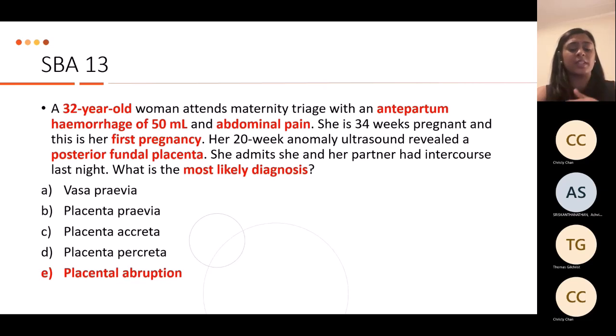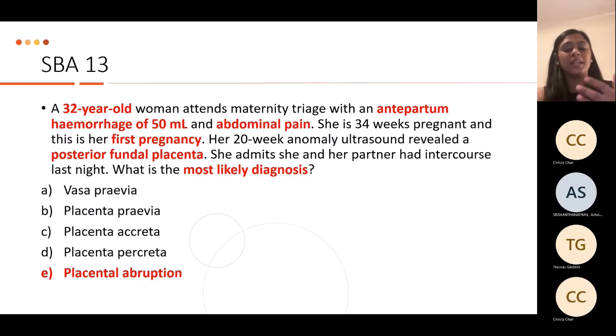Placenta previa is obviously characteristically presenting as a painless bleed, but we know that in this case the placenta is not low. Placenta accreta, placenta percreta is often associated with other things like previous cesarean section scars and previous surgery. So it's unlikely to be the case in this one because we have no indication to think that she's had previous surgery. And the other thing is that you tend to find a diagnosis of accreta and percreta on ultrasound. And if not on ultrasound, then when you're delivering the placenta is when you tend to find it.